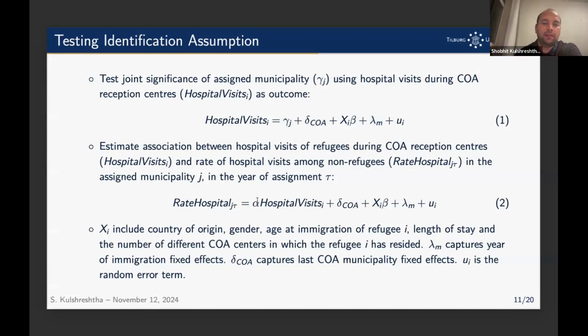Okay, so this is the first way of doing it. And the second way is because I want to test whether the non-refugees' healthcare utilization does not predict their own healthcare utilization. So here I use the average healthcare utilization of non-refugees in the destination municipality, and I want to see whether that does not predict their own healthcare utilization. Since I cannot use other measures, I'm using hospital visits. So both are doing almost the same thing. One uses municipality dummies, the other uses the rate of hospital visits among non-refugees.